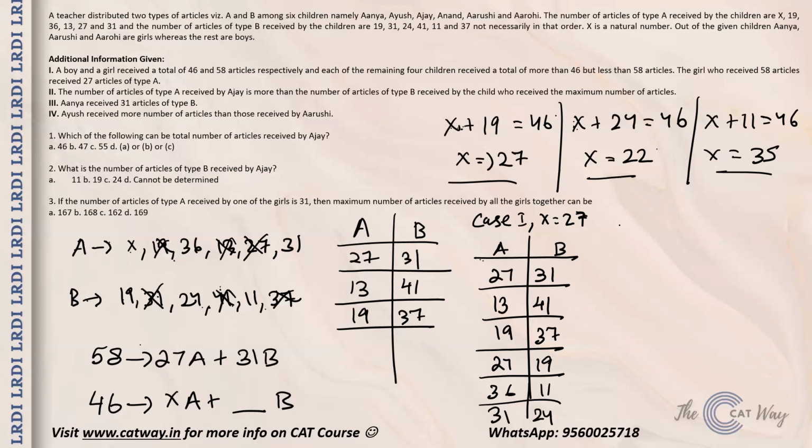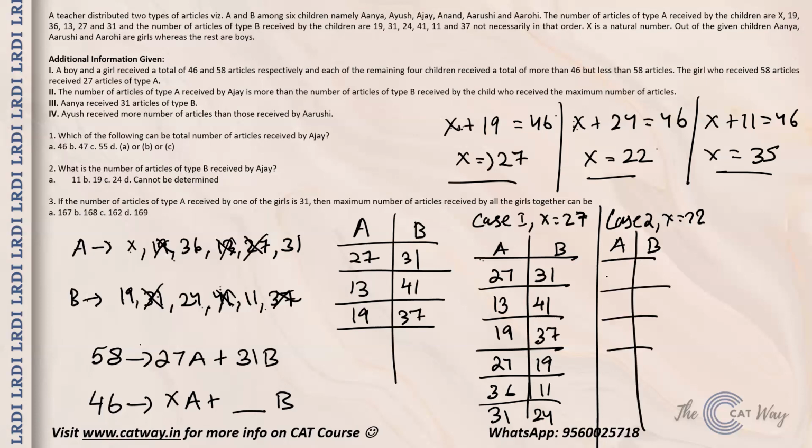Then we will be having a case two wherein X will be equal to 22, and you have A and B. So 27 and 31 are already linked, 13 and 41 are already linked, 19 and 37 are already linked. Here X is equal to 22 and it pairs with 24. So now 24 is also gone.